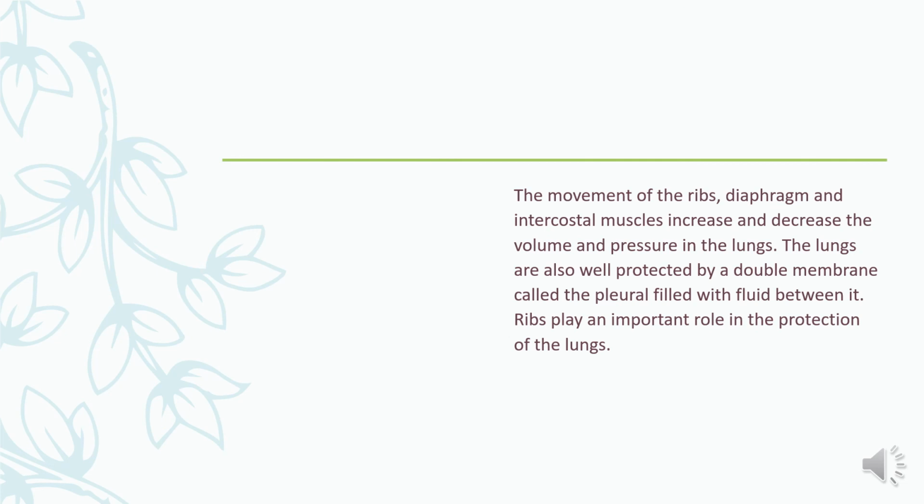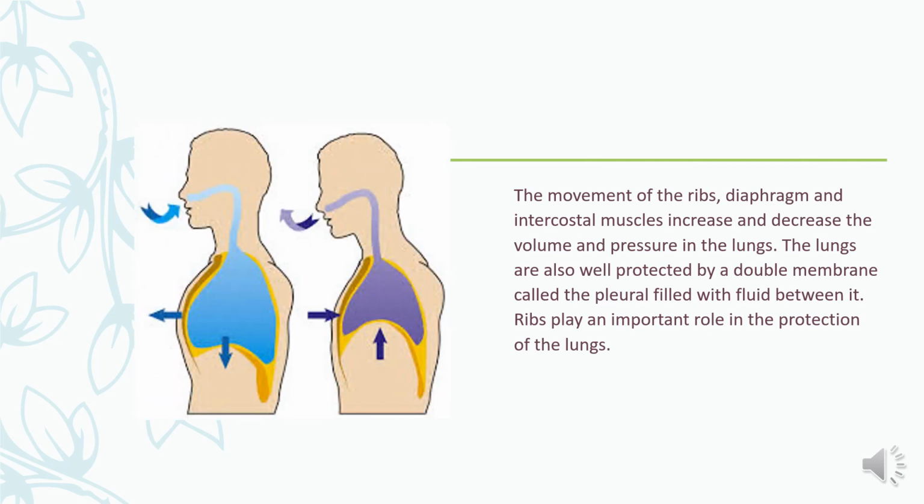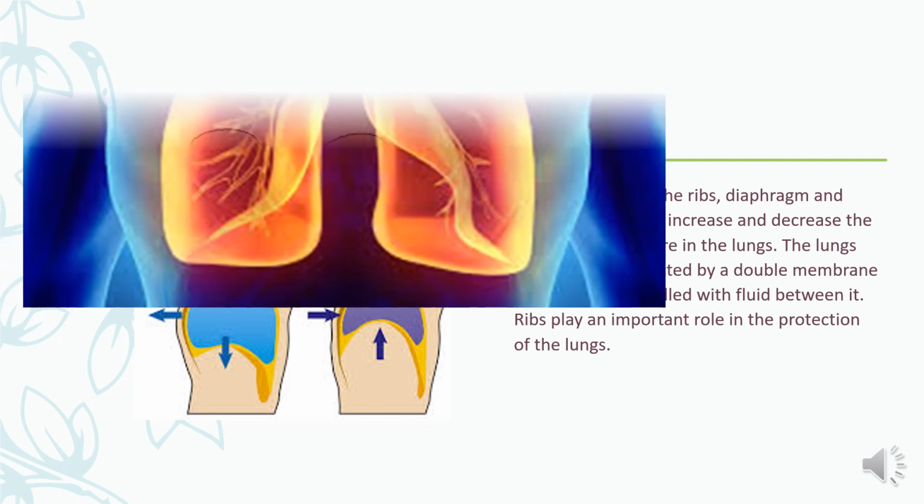Now the lungs are well protected by a double membrane which is called the pleural membrane and it's filled with a fluid between it. Now ribs play an important role in the protection of lungs.